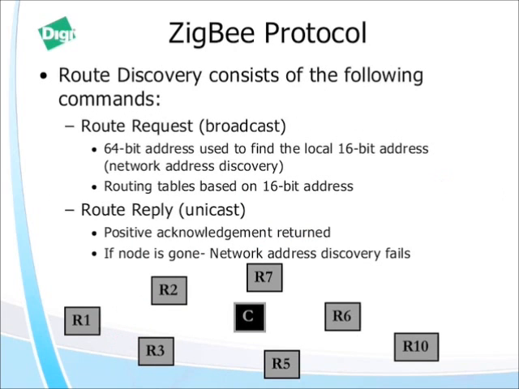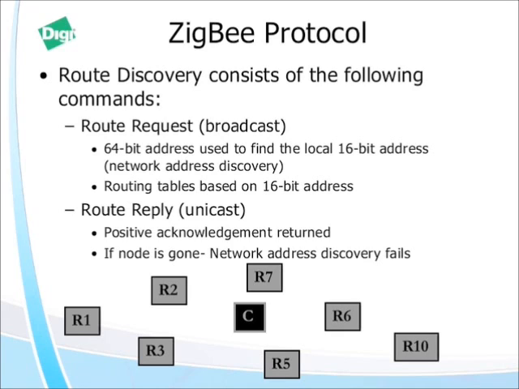Broadcasts are actually used specifically for a very important mechanism within ZigBee networks. That mechanism is route discovery. And it's actually the mechanism by which unicast transmissions are allowed to work from one edge of the network to another, or from node to node.